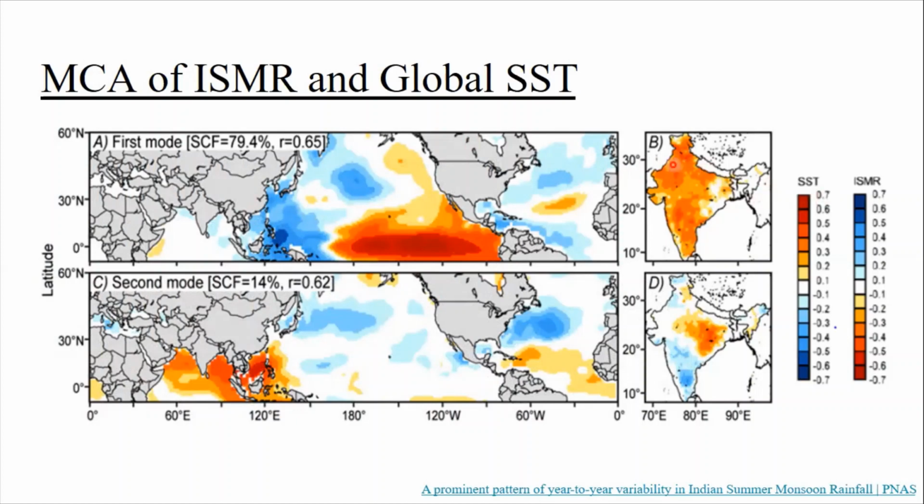Plot B clearly describes that India is not receiving rainfall during El Nino years. The second mode describes the La Nina event, because there is a hot region near the Indian Ocean, which results in cloud formation over India, and India receives rainfall during La Nina years.